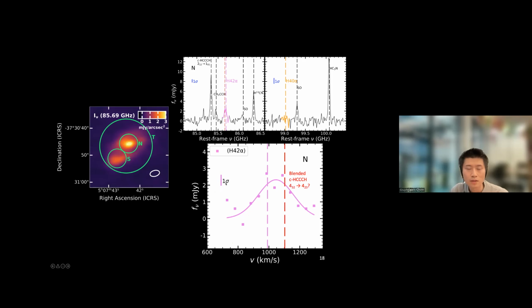The second possibility we think is that the H40 alpha line emission here is also contributed by a molecular line, CH≡CCH. We also detected a strong CH≡CCH line in the same spectral window. This blended line emission could possibly increase the signal higher than the noise level at this frequency.